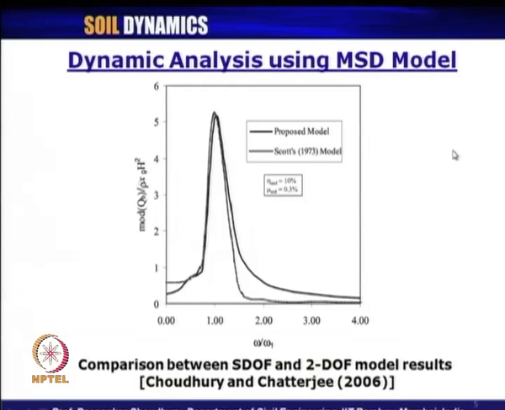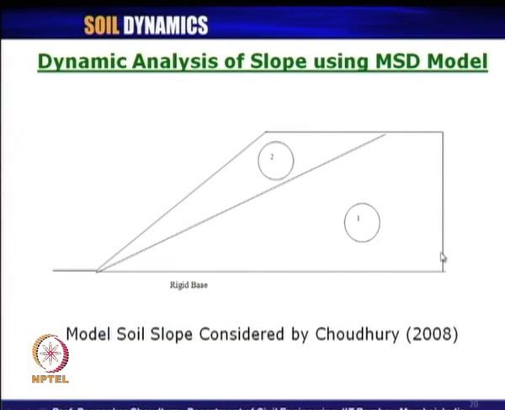Then the comparison with the 2 degrees of freedom model and the previous single degree of freedom model has also been shown, and the differences at high frequency ratio have also been pointed out in this result. Now, coming to the next application of our mass spring dashpot model, for the analysis of stability of slope, that is how to know how much displacement of the slope is going to occur when we are doing this stability analysis of any slope.